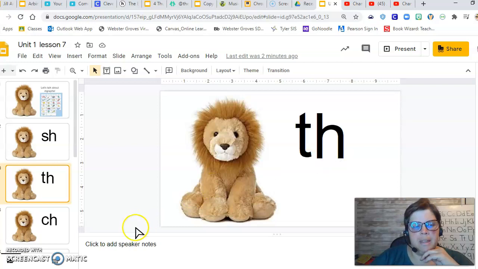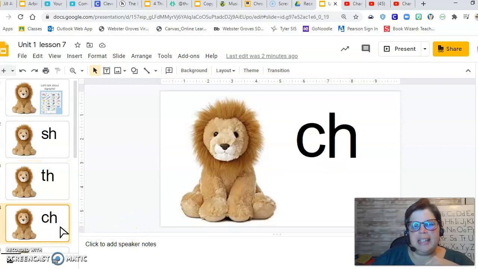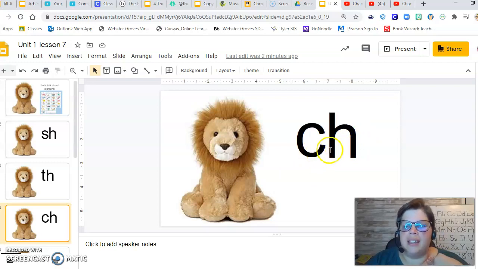Okay? The next one we're going to look at is the CH digraph. So when we see C and H together, they don't make the K sound. They make the Ch sound.